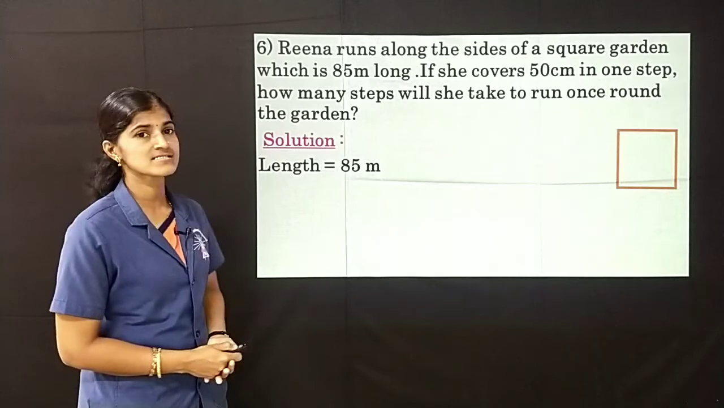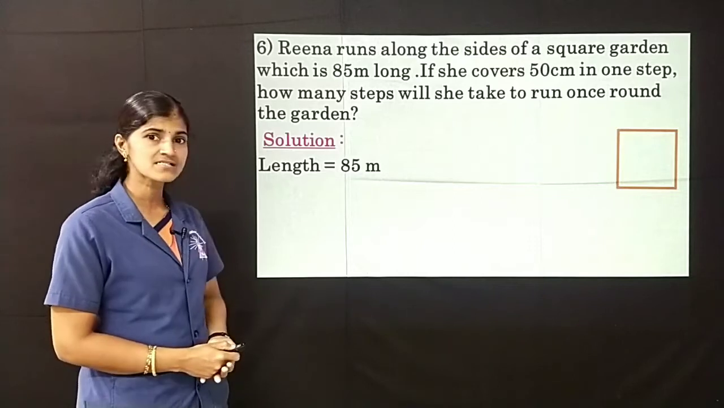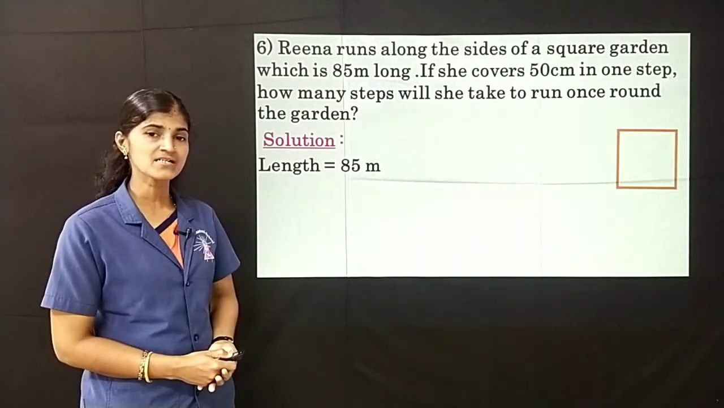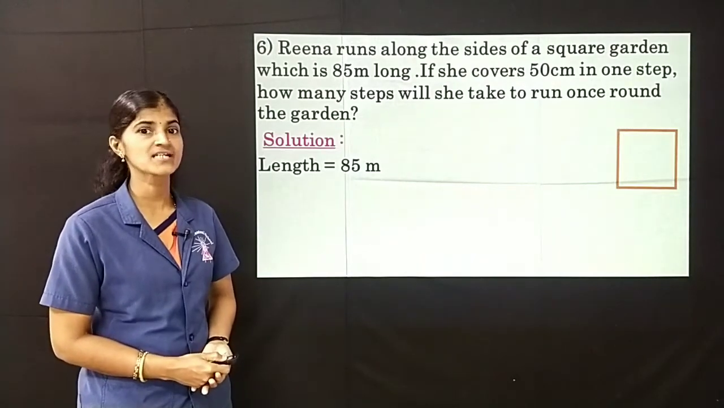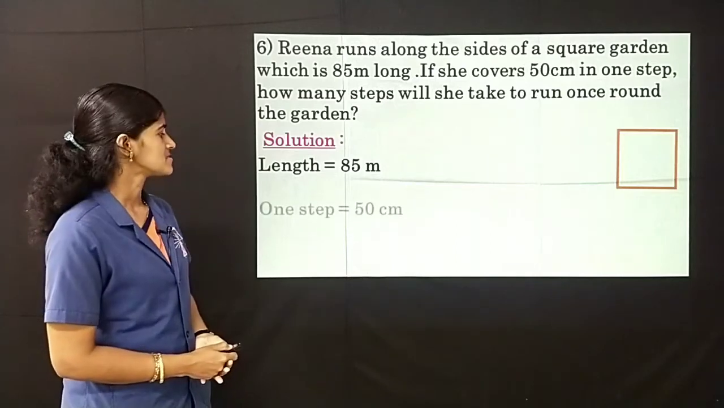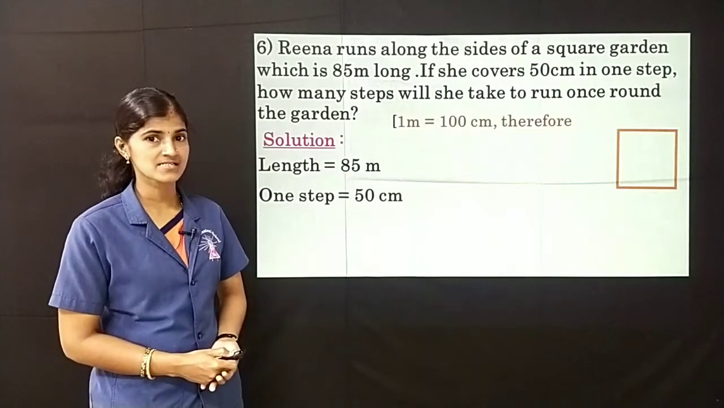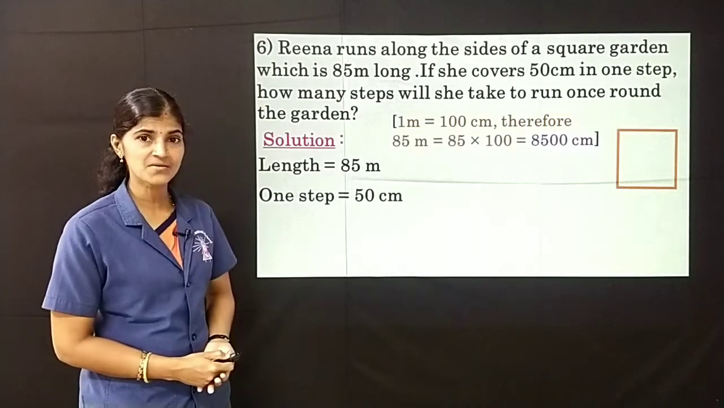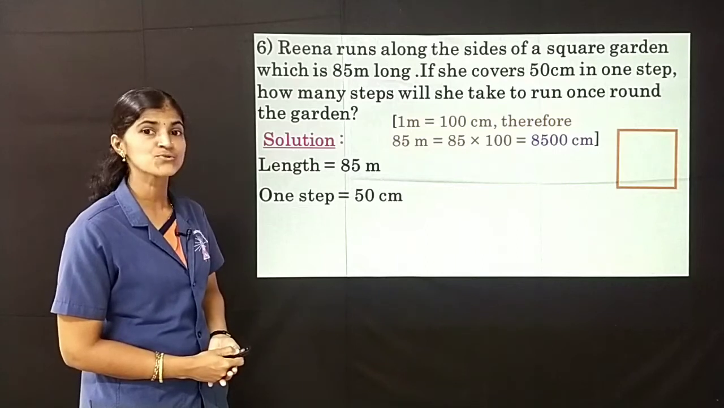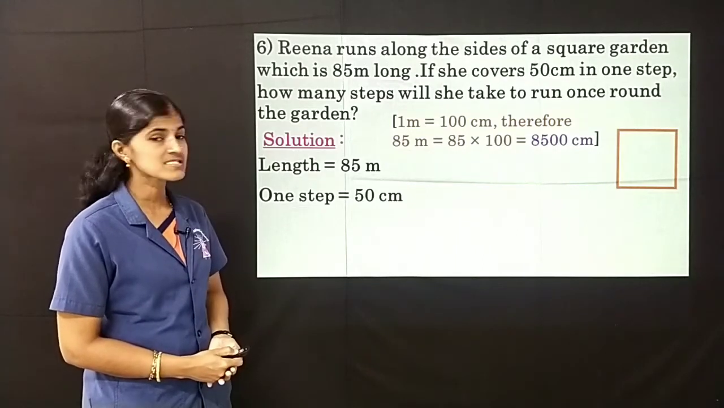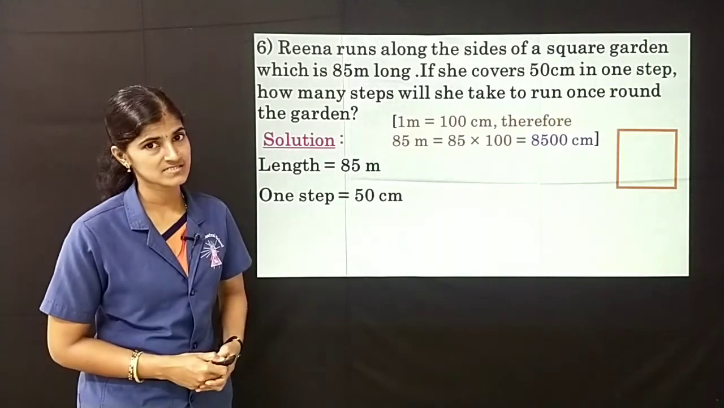So the length is 85 meter, and she covers 50 centimeter in one step. One is meter and another is centimeter. So better we have both the numbers in one unit. For that we need to convert. So one step is 50 centimeter. We know that 1 meter means 100 centimeter. Therefore 85 meter we can convert into centimeter by multiplying 85 into 100. So 85 meter is equal to 85 into 100, which will be 8500 centimeter.